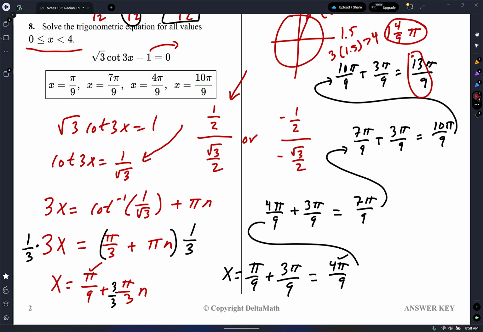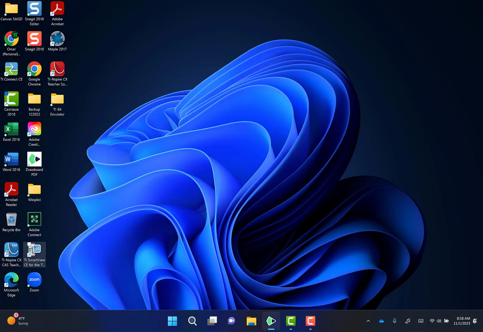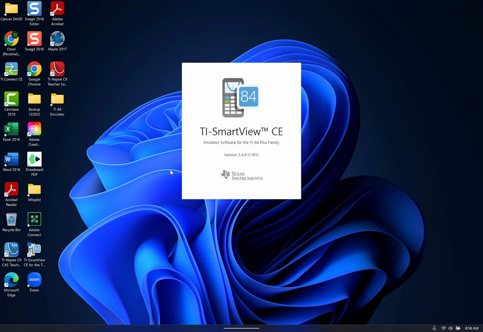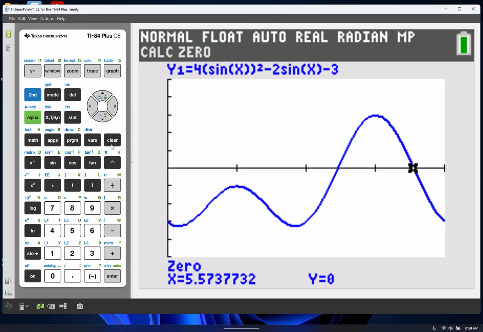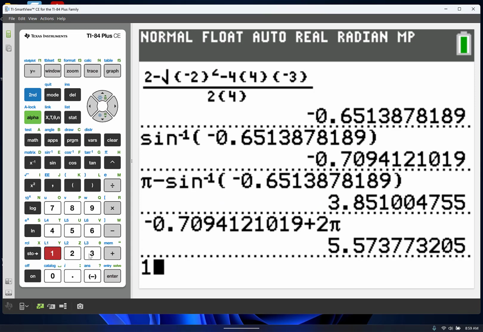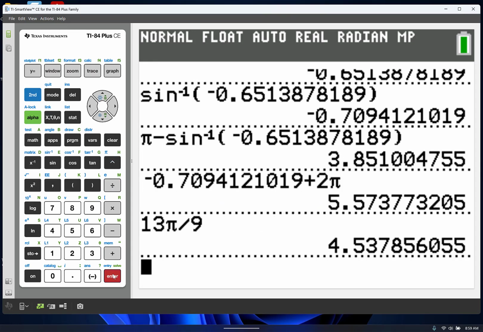Cool or not cool? Worst case scenario, just type 13 pi over 9 in your calculator. Don't worry guys, we'll finish. We're pretty much already done. I just want to show you. Worst case scenario, you can just take your calculator and go 13 pi over 9, and you'll get 4.53. It's way bigger than 4, so we're done with that one.